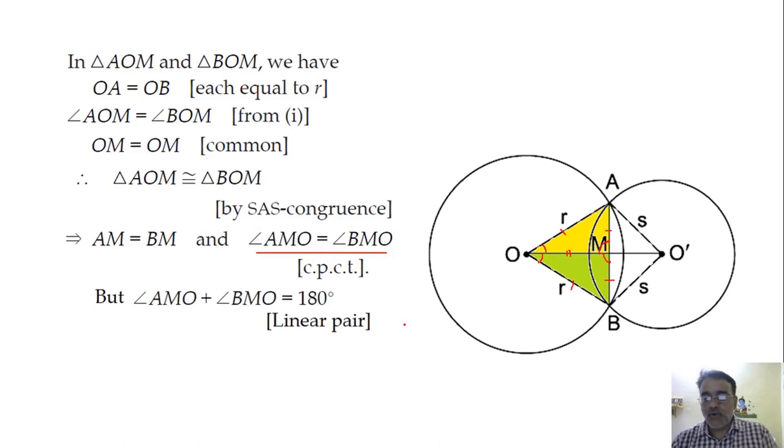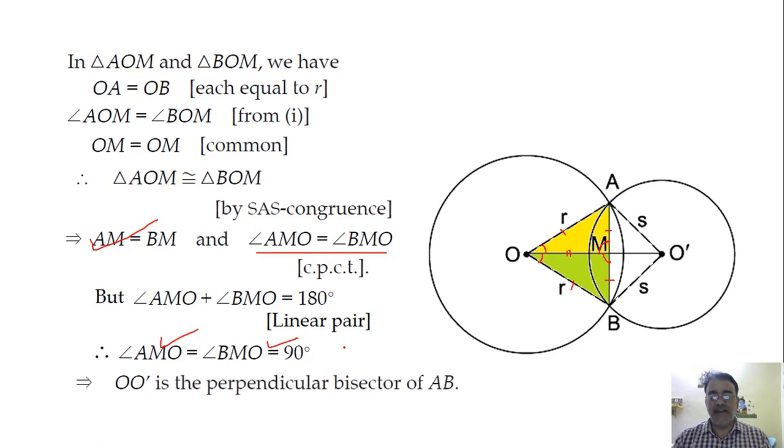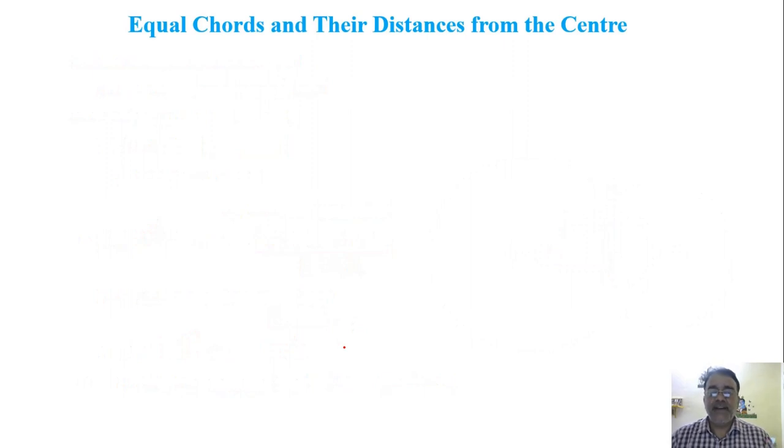So, dono equal bhi hai aur dono ka sum 180 degree hai. So, we can conclude that both are equal to 90 degrees. So, AM is equal to BM and these two angles are equal to 90 degrees. So, that means OM is the perpendicular bisector of AB. Or OO dash is the perpendicular bisector of AB. Any doubt? No, sir.